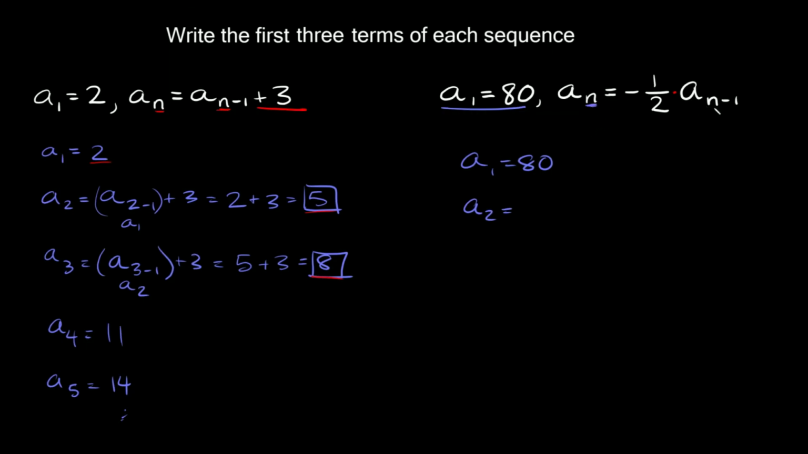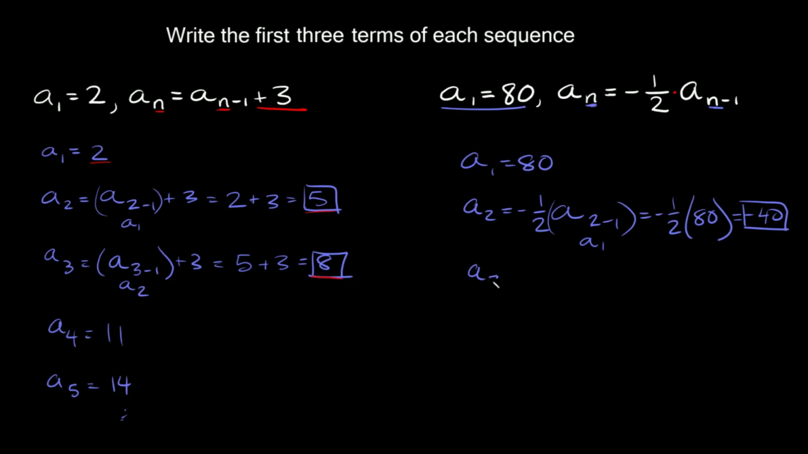All right, so for a sub 2, again, we're just going to plug in 2's for the n's right here, so there and there. So we're going to say a sub 2 is equal to negative 1/2 times a sub 2 minus 1. Now, 2 minus 1, that's equal to 1. So here we really have negative 1/2 times a sub 1, but we know what a sub 1 is. It's just 80. Okay, so half of 80, that's equal to 40. So here we have a negative times a positive, so that's negative 40. So that's a sub 2.